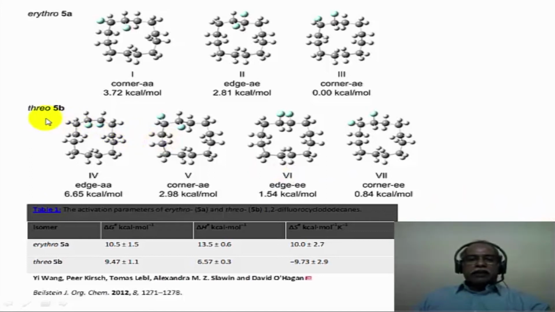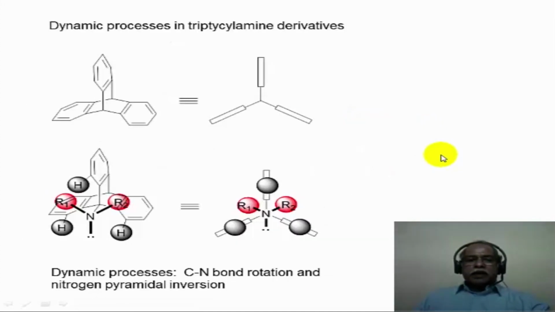Same is the case with the threo isomer also. The two fluorines have distinctly different chemical environments at low temperature. This is the lowest energy conformation. Compared to the other conformers, this would be highly populated at low temperature. So the two fluorines are different in chemical environment, giving two signals at low temperature. At high temperature or at room temperature, there is a rapid interconversion of these various conformers. So the two fluorines become indistinguishable. As a result, there is only one signal present in the high temperature NMR spectrum.